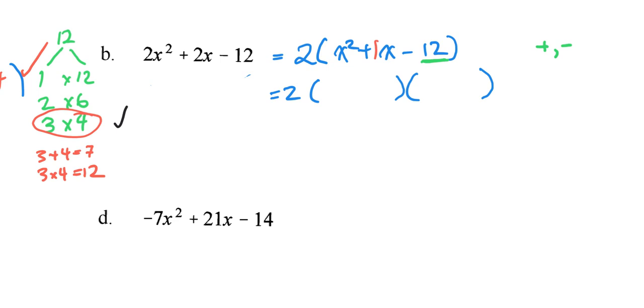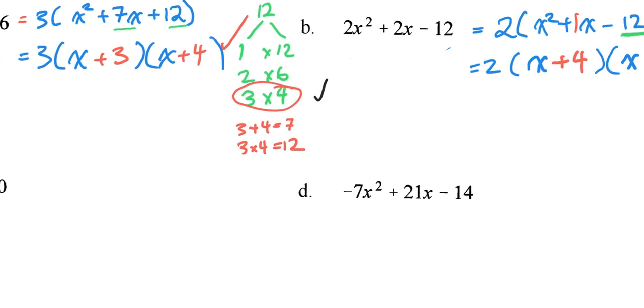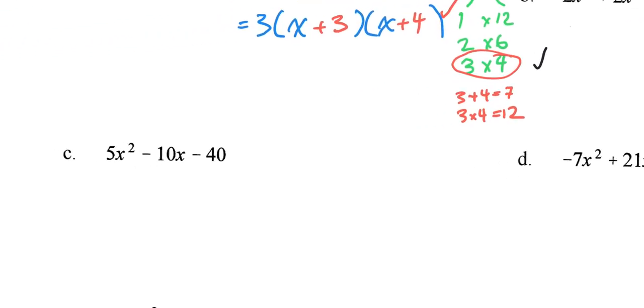Now, I'm thinking 3 and 4 works because if I have x and I have my 4 in here and my 3, in order for it to add to 1, that means 4 plus -3 gives us the answer we're looking for. And we're done. Now, that's it. So now let's go to the next one.